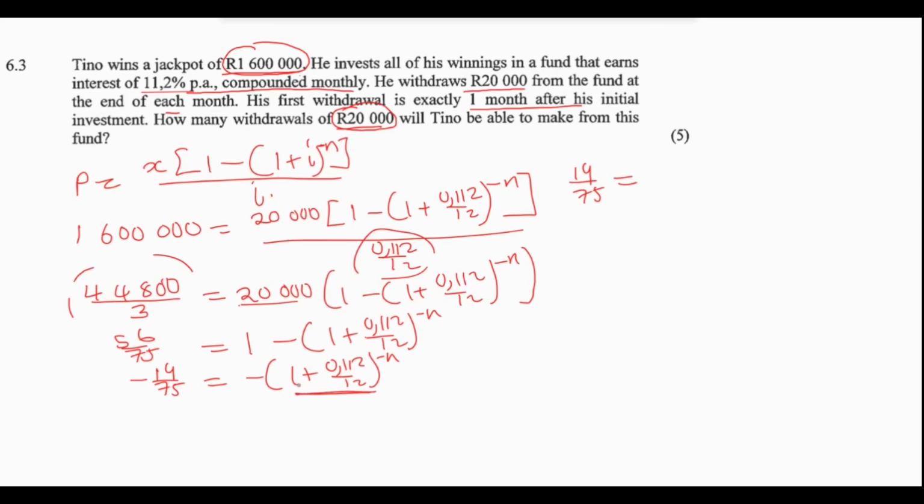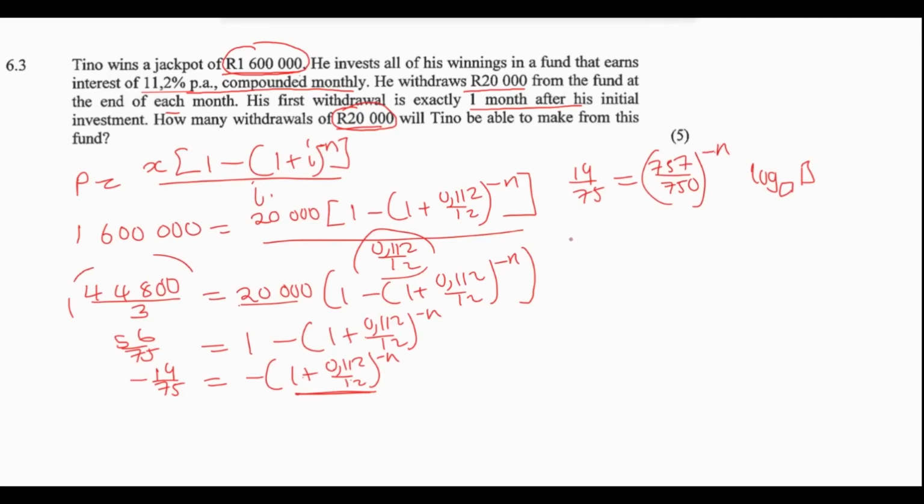Put this in the calculator. 1 plus 0.112 over 12, this must give you 757 over 750 to the power negative n. Now we can use our function in the calculator. We want to find n, so you can use this function, which is like this. Okay, right. You can change this from exponential form to log form.